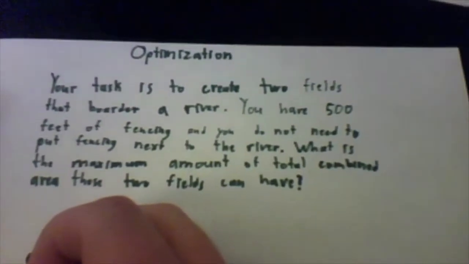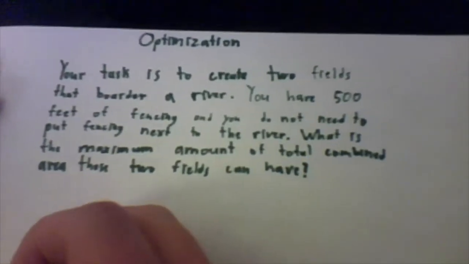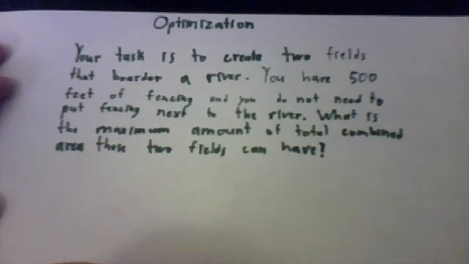Today we'll be doing a calculus level optimization problem. Optimization is when you have one variable and you're trying to maximize it while considering your constraints. So let's look at this problem.